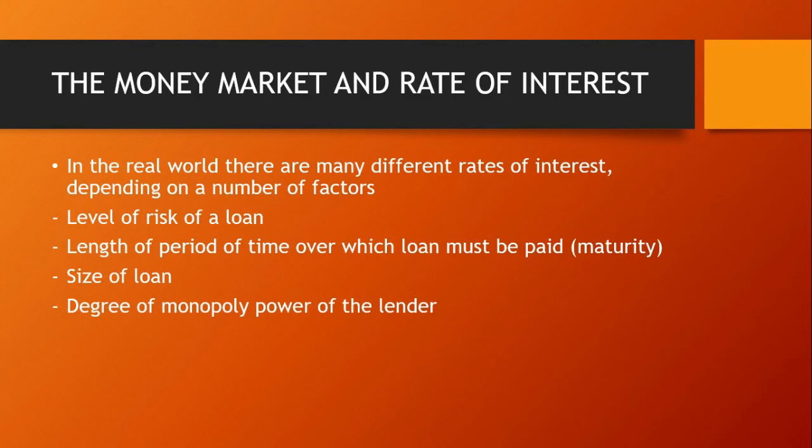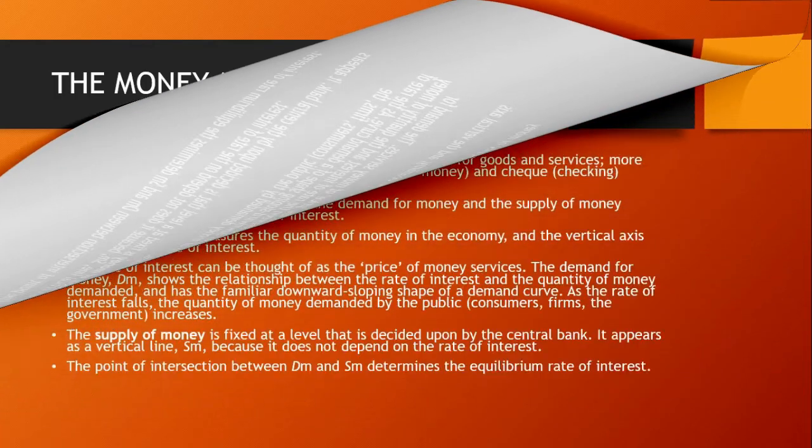And move on to the size. The bigger the loan that has been made, the higher the interest rate. And the last one is the degree of monopoly power of the lender. So the higher the degree of monopoly power of the lender, the higher the interest rate. However, economists analyze things by adopting the common practice of referring to the interest rate as a single rate.